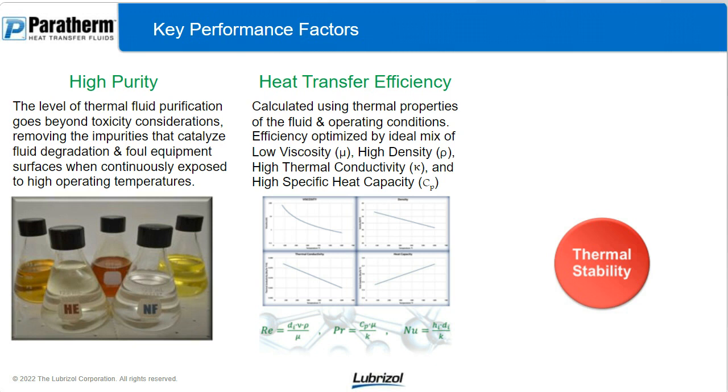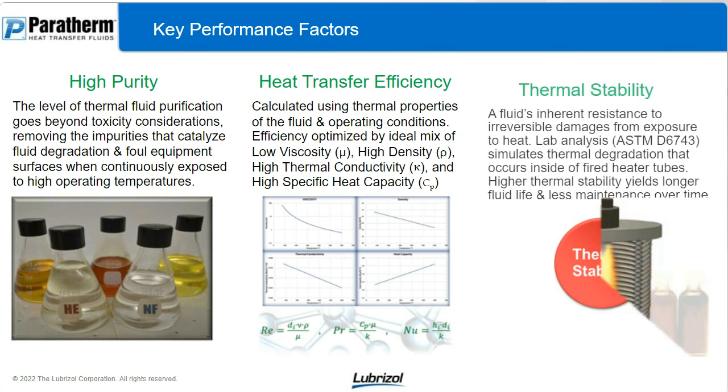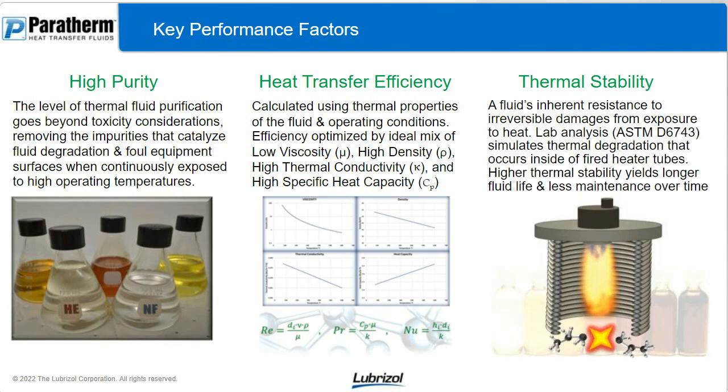And then thermal stability, the fluid's inherent resistance to damage from the heat. So this is done with a lab test. ASTM D6743 is the test. Really what it comes down to is a simulation in a lab oven of what's occurring inside of your heater. So you can test all the key properties of the fluid, and put a stress test on two fluids that you're trying to compare to each other inside this oven.